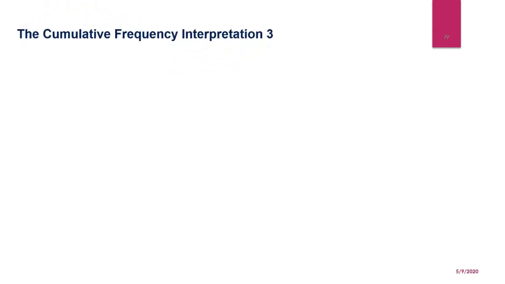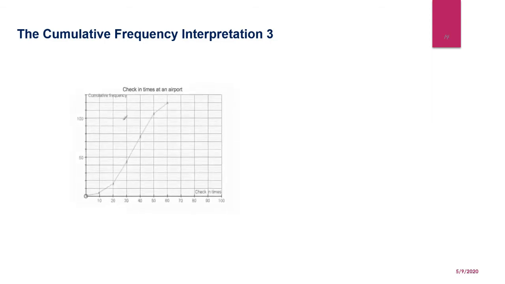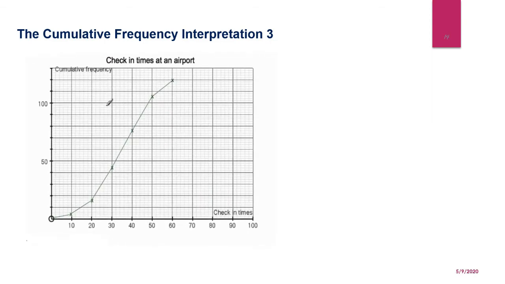Okay, everyone, I think it's the last. The cumulative frequency interpretation 3. Okay, this is a challenge for you. Try to practice your understanding about the interpretation of the diagram and try to find Q1, Q2, Q3, and interquartile range. Now it is your turn. Do it.